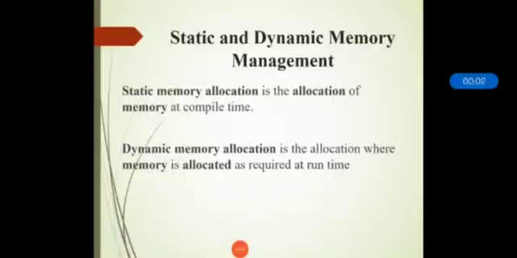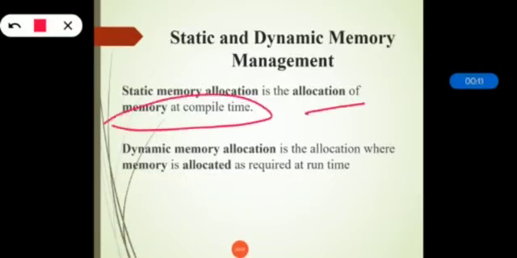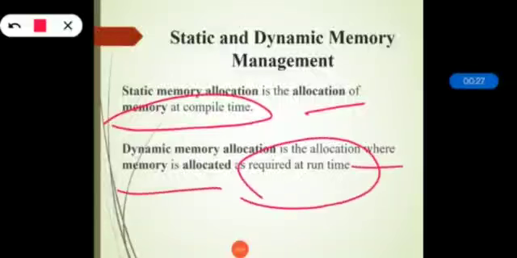So in this section we are going to study static and dynamic memory management. The static memory allocation is the allocation of memory at compile time. Means the static memory allocation is the allocation of memory at compile time, that is, before the associated program is executed. The dynamic memory allocation is allocation where memory is allocated as required at runtime.